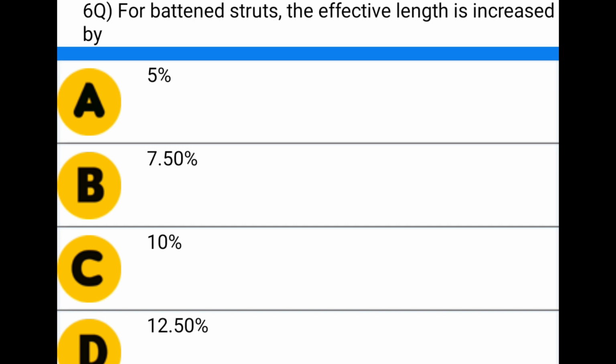For batten plates, the effective length is increased by: option A 5%, option B 7.5%, option C 10%, option D 12.5%. The correct answer is option C 10%.